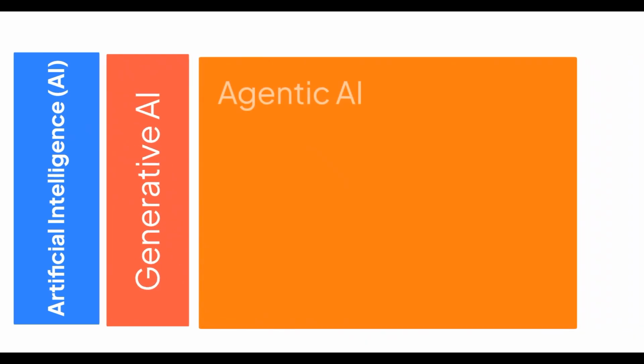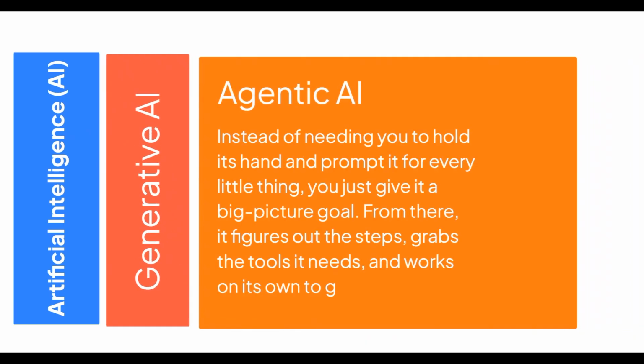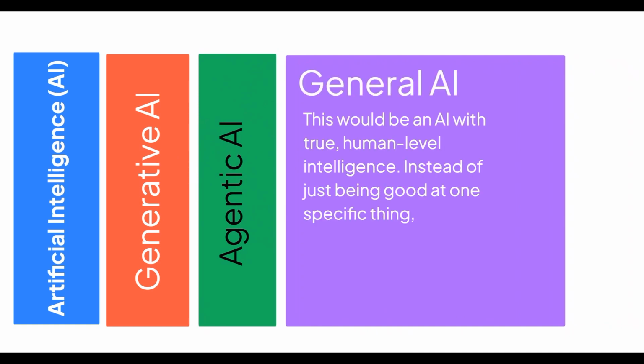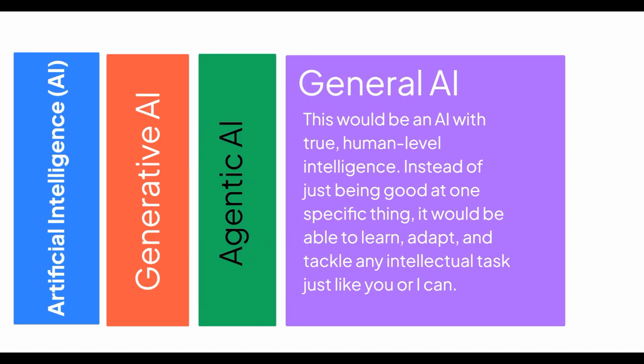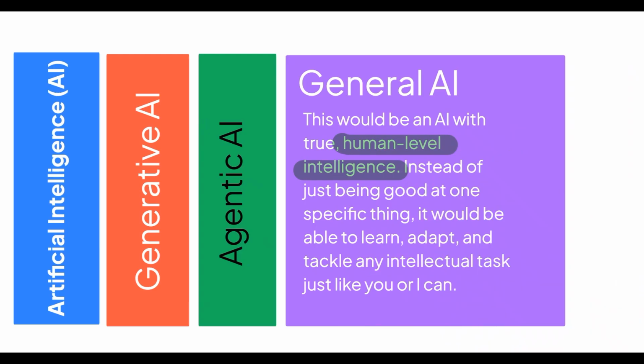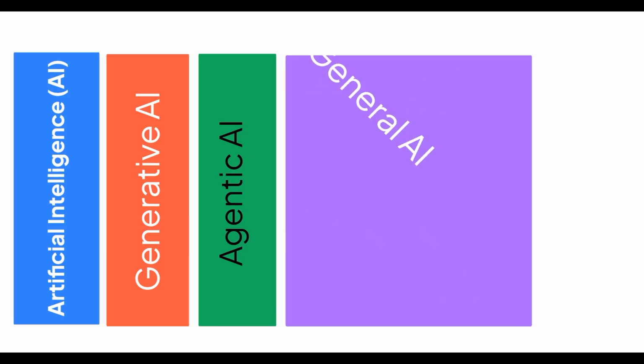Then we have agentic AI, which takes things a step further. Instead of needing you to hold its hand and prompt it for every little thing, you just give it a big picture goal. From there, it figures out the steps, grabs the tools it needs, and works on its own to get the job done. Finally, there's general AI, which is still mostly sci-fi right now. This would be human-level intelligence. Instead of just being good at one specific thing, it would be able to learn, adapt, and tackle any intellectual task, just like you or I can.